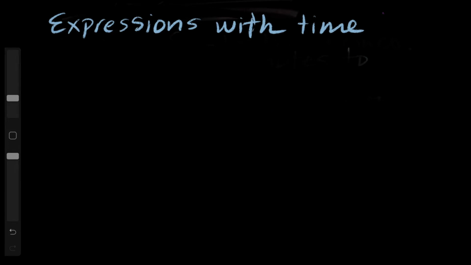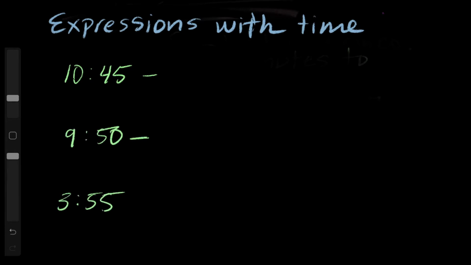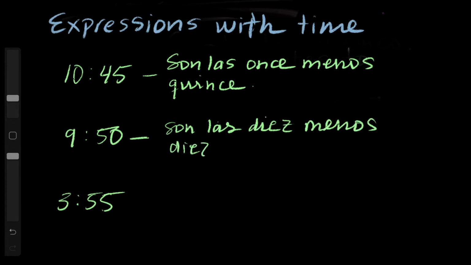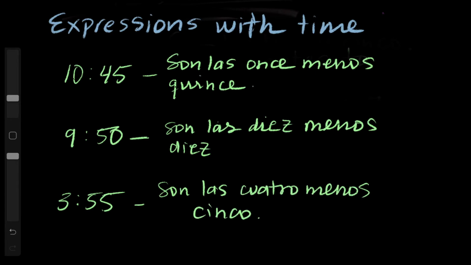Let us take a look at some more examples. For example, here we have 15 minutes to 11, right? Flip both numbers in Spanish. Son las 11 menos 15. Can you do the next one? Son las 10 menos 10. It's 10 minutes to 10. Can you do the last one? Son las 4 menos 5.